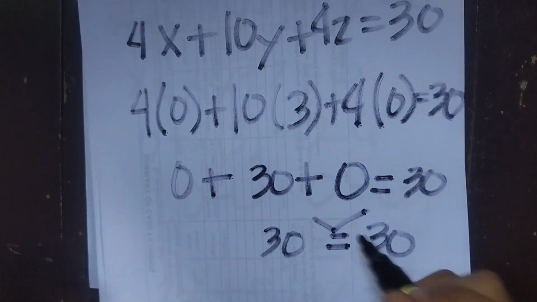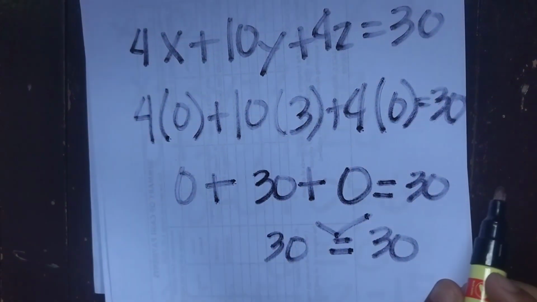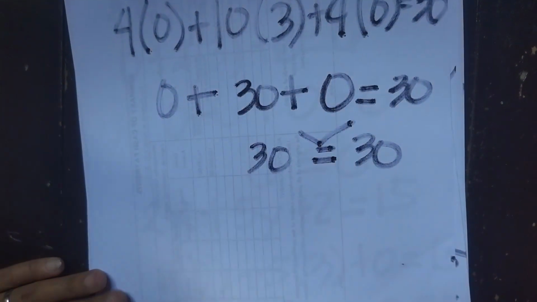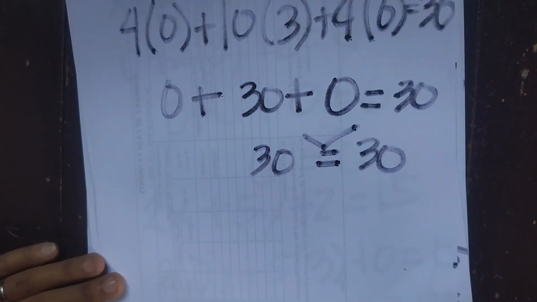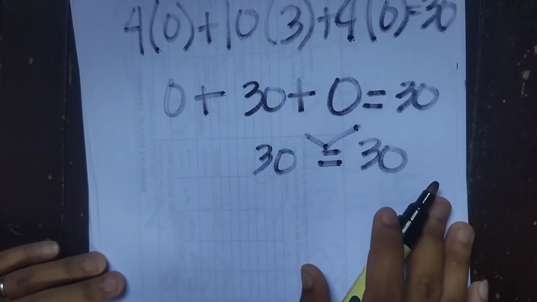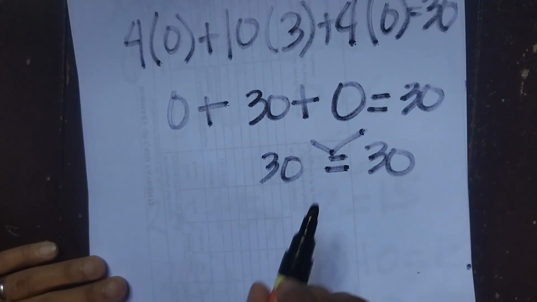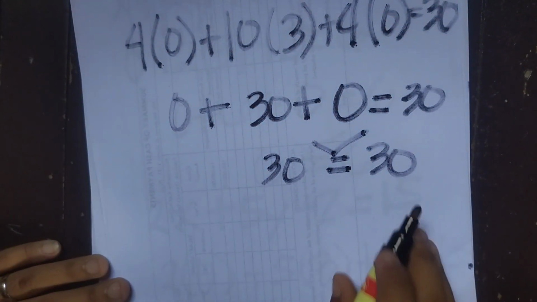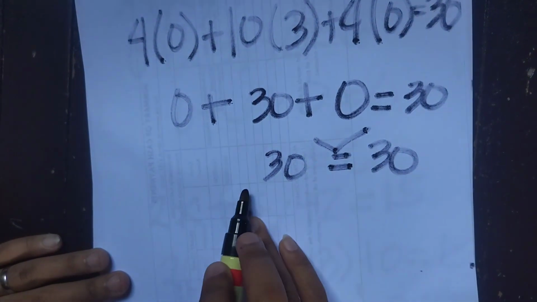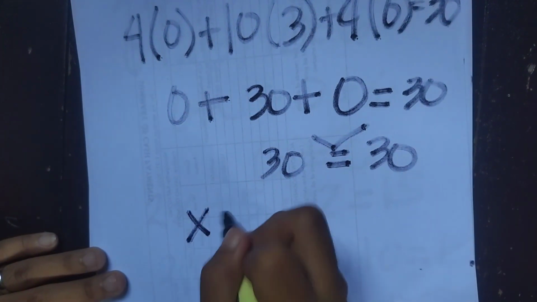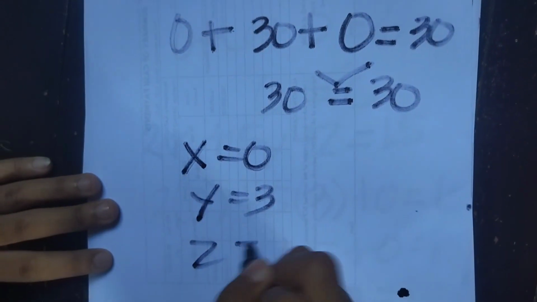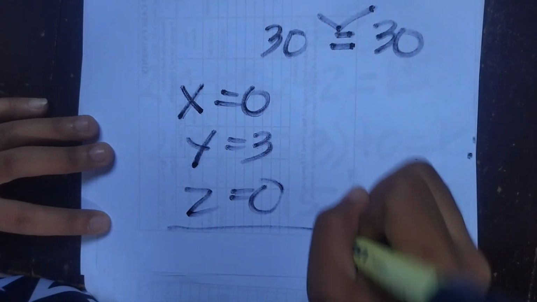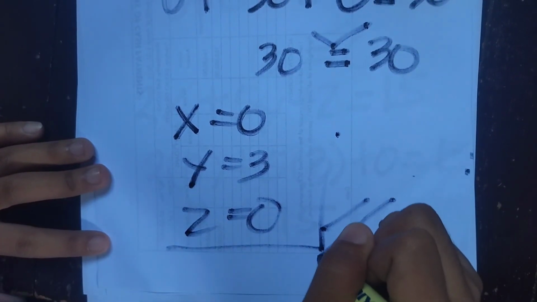Then okay, equal sila. We see that the values we found are correct. So our values of x, y, and z are: x is 0, then y is 3, then z is 0, respectively.